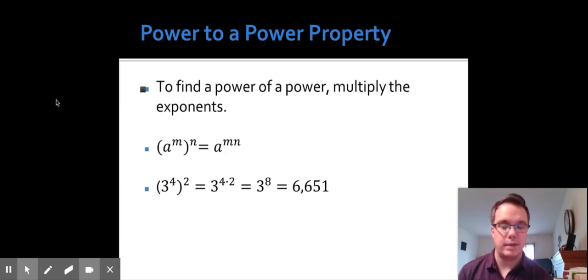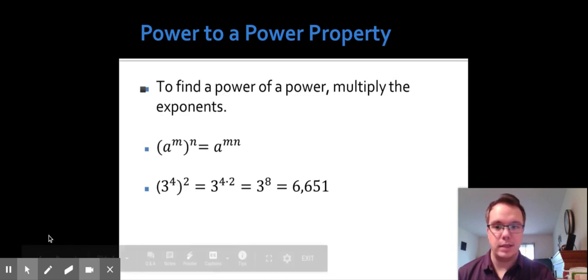So if we have 3 to the 4th and we square that, yesterday we would have written 3 to the 4th times 3 to the 4th, and then 4 3s times 4 3s to get 3 to the 8th. Today, you just have to multiply your 4 times 2 to get 8, so we still get 3 to the 8th, which if you simplify is 6,561. So we're multiplying the number outside by the exponent inside.